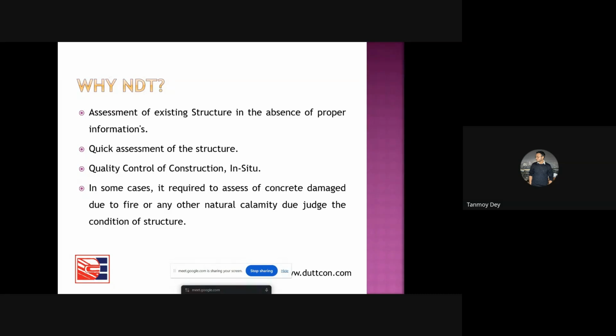In some cases, it is also required to assess the concrete damage due to fire and other things. In so many insurance cases, we are approached as a surveyor or chartered engineer. They come to assess the loss due to fire or other causes, where so many damages are there. So we can assess how much the actual damage is, and we can also find out the cause of damage through this. Okay, next slide.